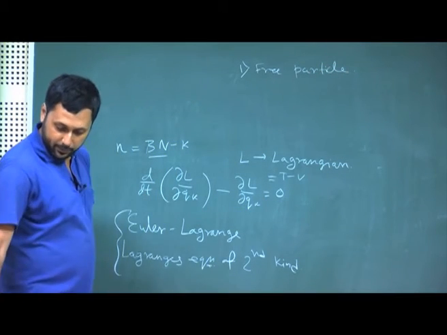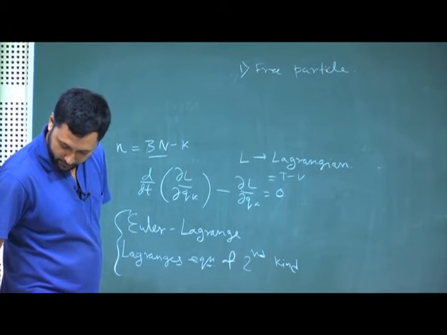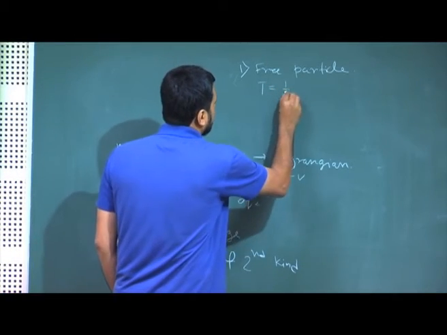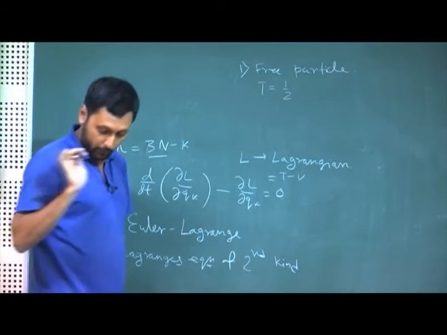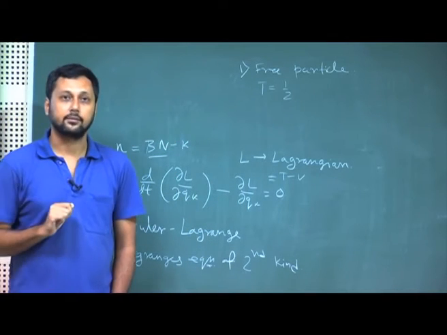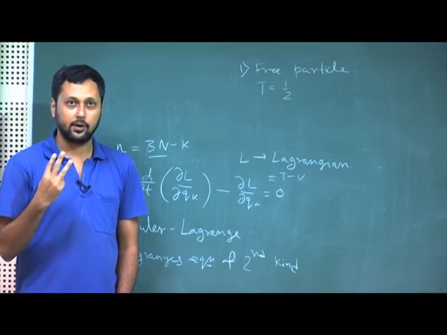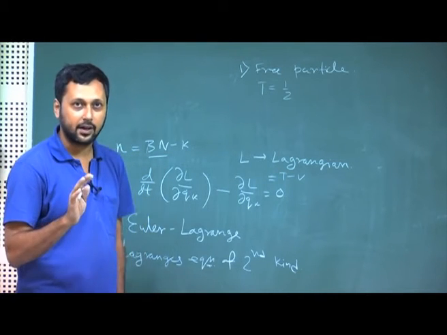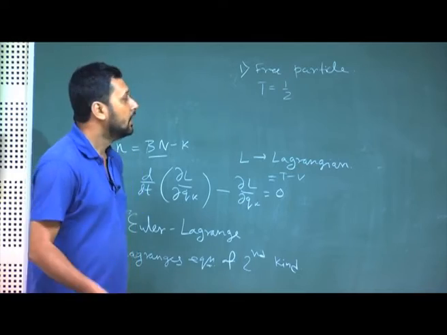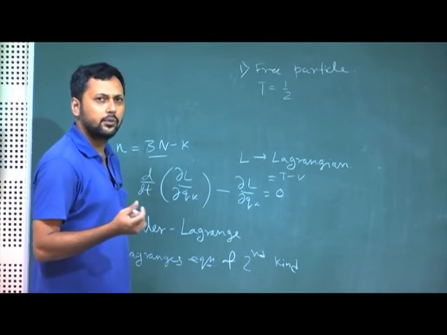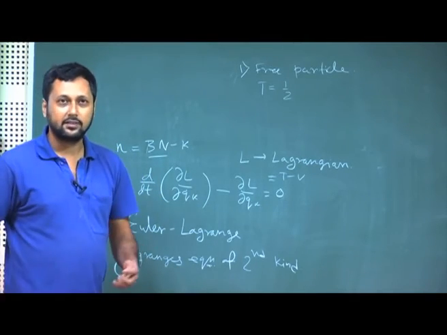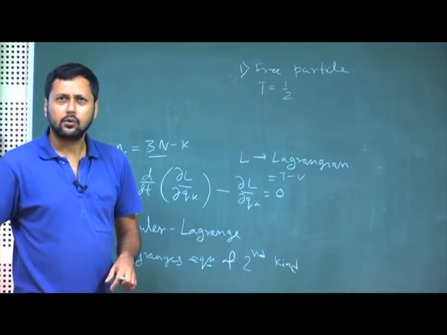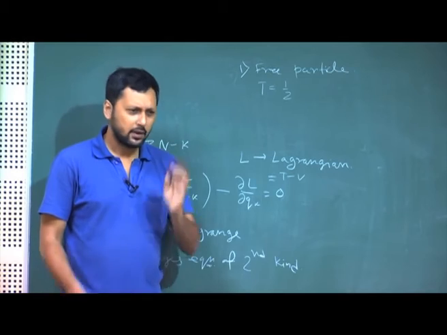So, for a free particle, what do we have? We have T, which is given by half. Okay, first of all, how many degrees of freedom does a free particle have? The answer is 3. We have already discussed it many times, that we need 3 independent coordinates in order to describe the motion of a free particle. These 3 independent coordinates we might as well choose x, y, z, we can choose r, theta, phi, or we can choose any coordinate we can think of.